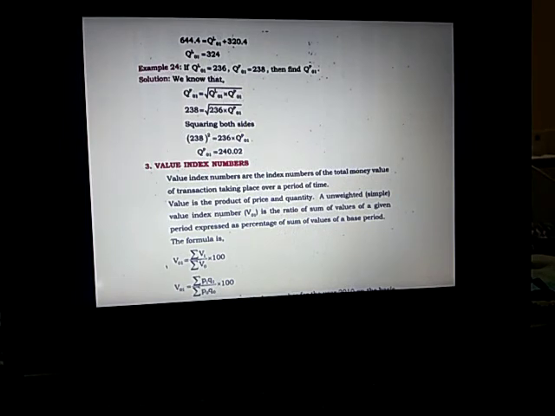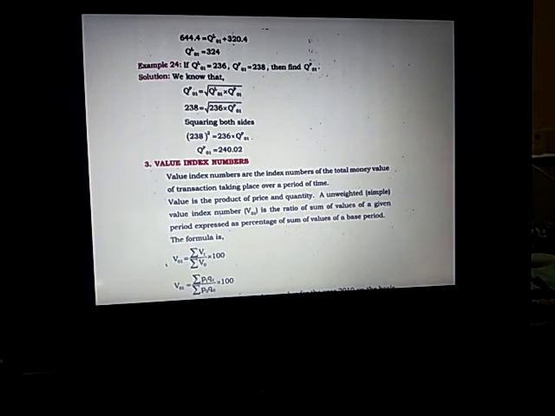The third type of index number is value index number. The first one was price index number, which we discussed. The second one was quantity index number. These were the examples we discussed on quantity index number. The third index number is value index number. Value index numbers are the index numbers of the total money value of transactions taking place over a period of time. Value is the product of price and quantity. An unweighted value index number is the ratio of the sum of the values of a given period expressed as a percentage of the sum of the values of the base period.